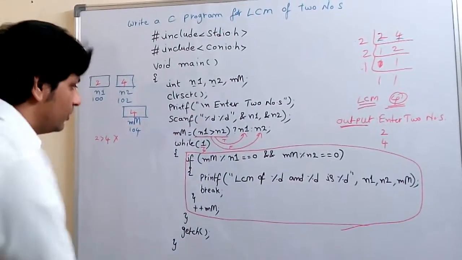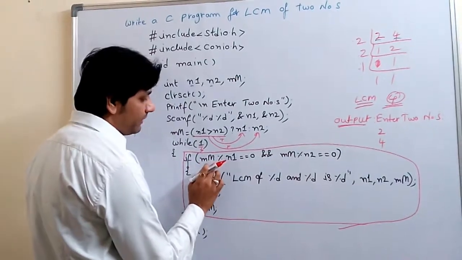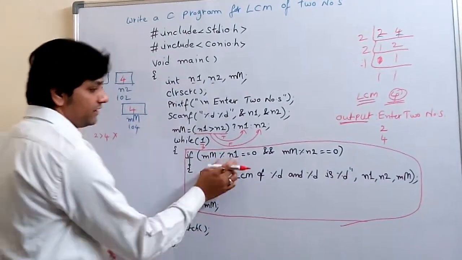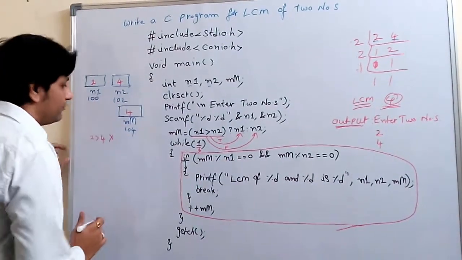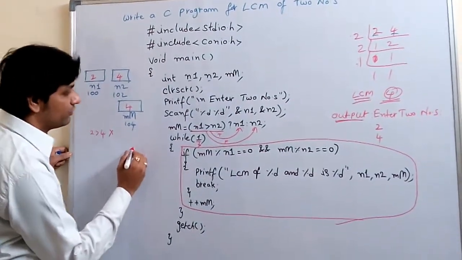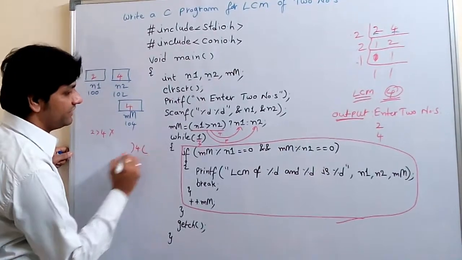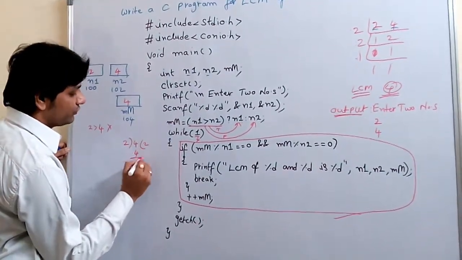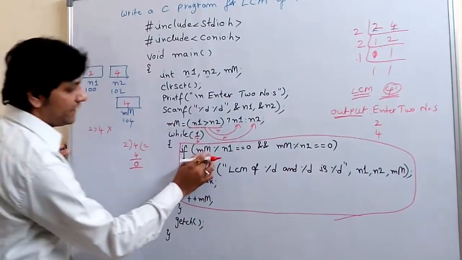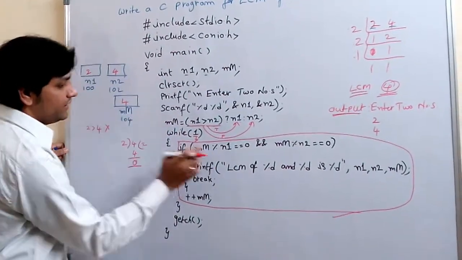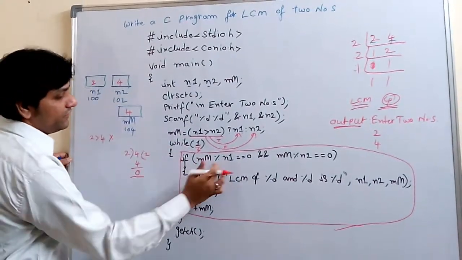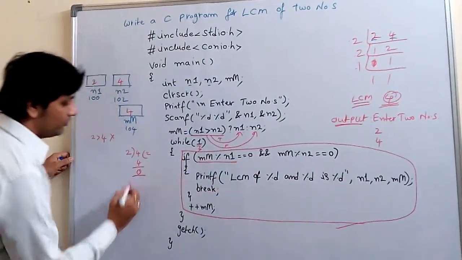Inside the while loop, we have if the minimum multiplier modulus n1. The minimum multiplier is 4. 4 is divided by n1, which is 2. 2 twos are 4, so the remainder is 0. So nm modulus n1 gives the remainder 0.